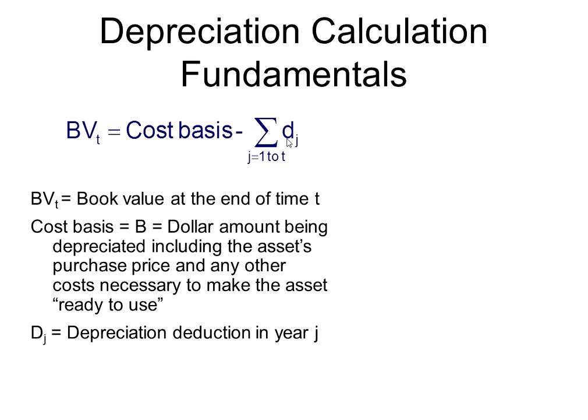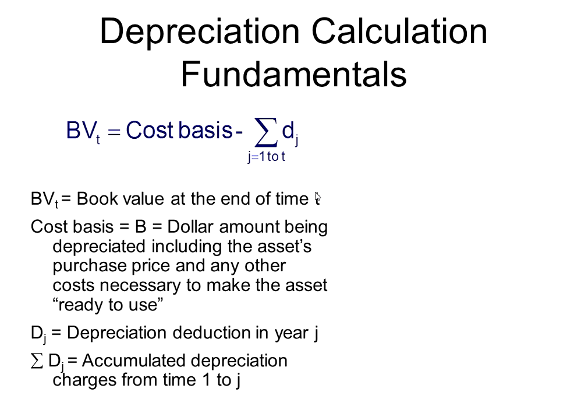And capital Dj is the depreciation deduction in year j. Notice it's different from the small dj. Now if we have a sum of Djs, that's the accumulated depreciation charges from time 1 to time j. So in this case, we could actually replace this with a capital D.